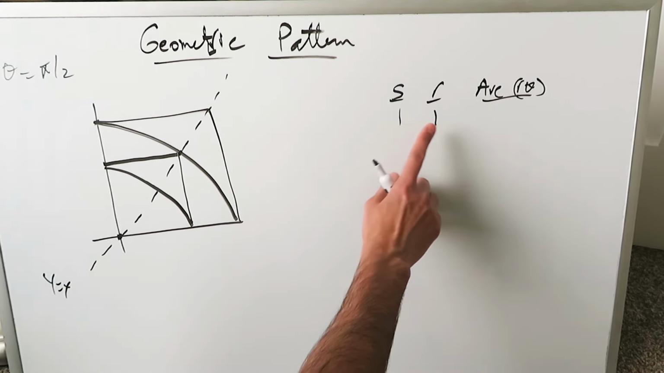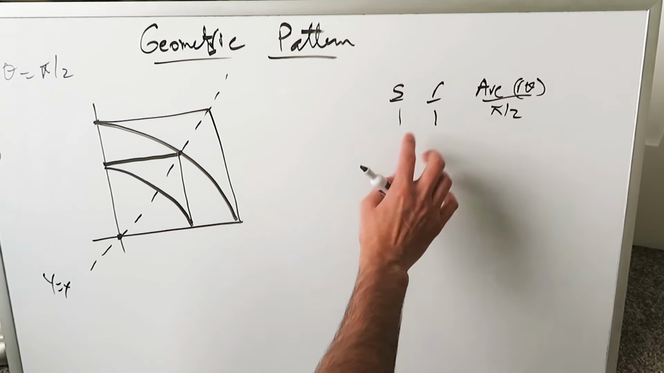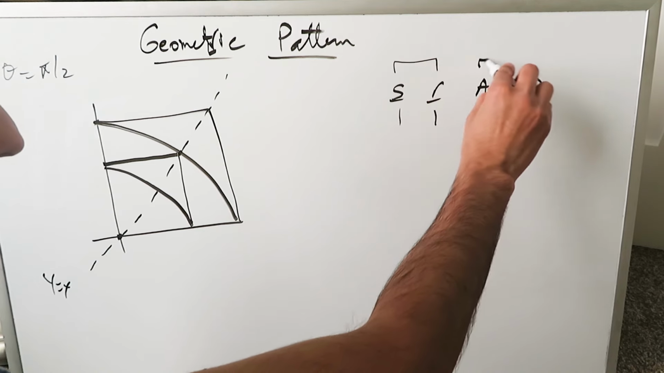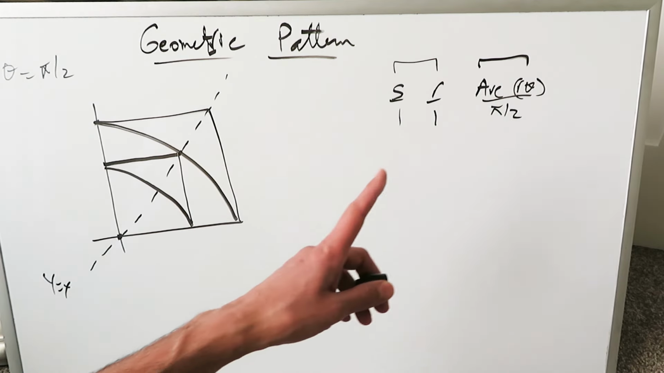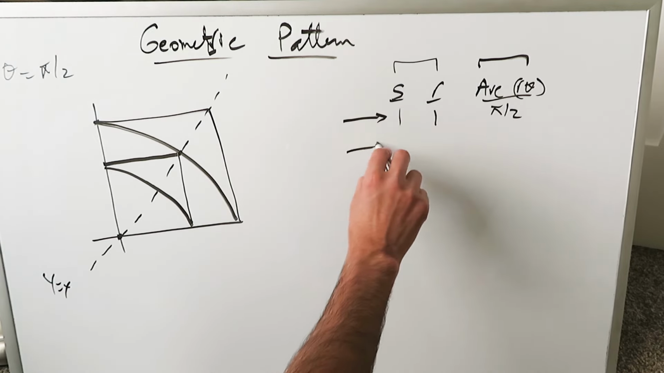When I'm looking here at 1 and 1, theta is equal to pi over 2. My arc length is pi over 2. These values will always be the same and the arc length will always be different, but each of those corresponding columns will have an infinite geometric pattern develop. My first row is complete. Now let's do the next one.